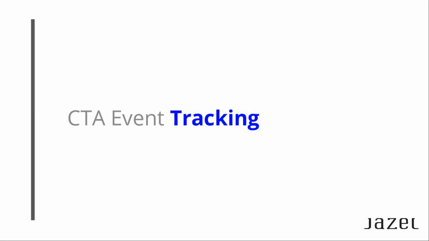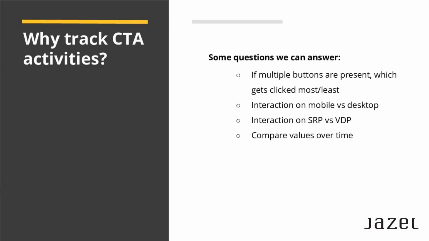Yeah, definitely. So that leads us to CTA Event Tracking. Woohoo! All right, my section. I want to talk a little bit about event tracking in general, and then through the lens of tracking the CTAs, those calls to action on our SRPs and VDPs, because they are a key performance indicator. With event tracking, some questions we can answer are: if multiple buttons are present, which buttons get clicked on the most or least? What's the interaction on mobile versus desktop? What's the interaction on the SRP versus the VDP? And then we can compare those values over time.